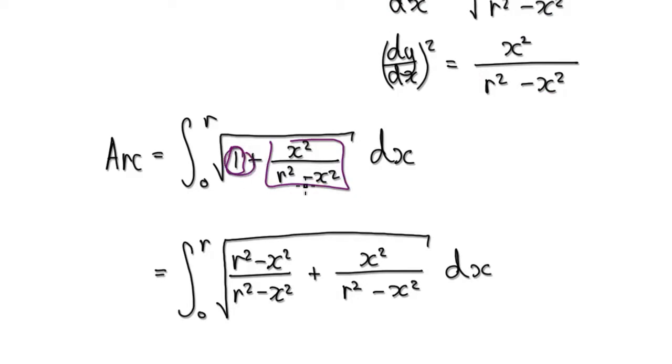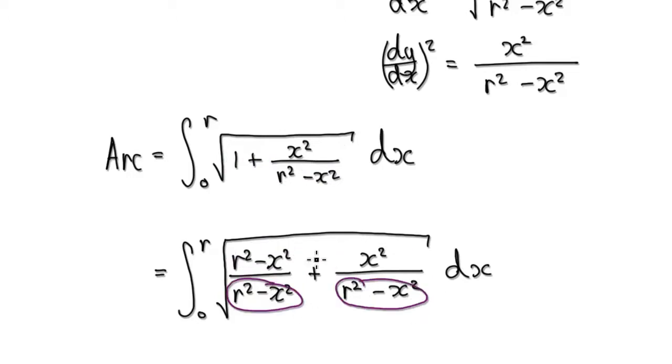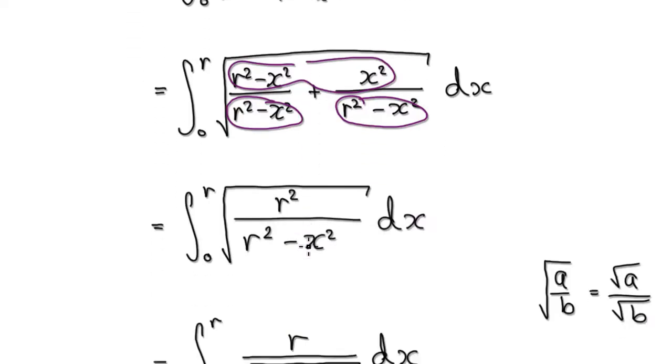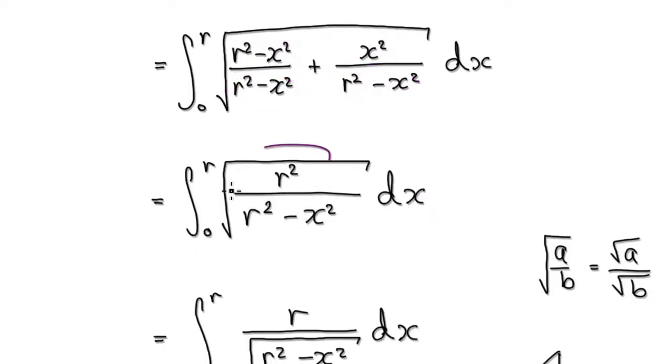So visualize the 1 as this thing divided by its exact same self. So this here is the number 1. So 1 plus this thing. Now same denominator, so you can merge the two numerators. So that will then give you this.